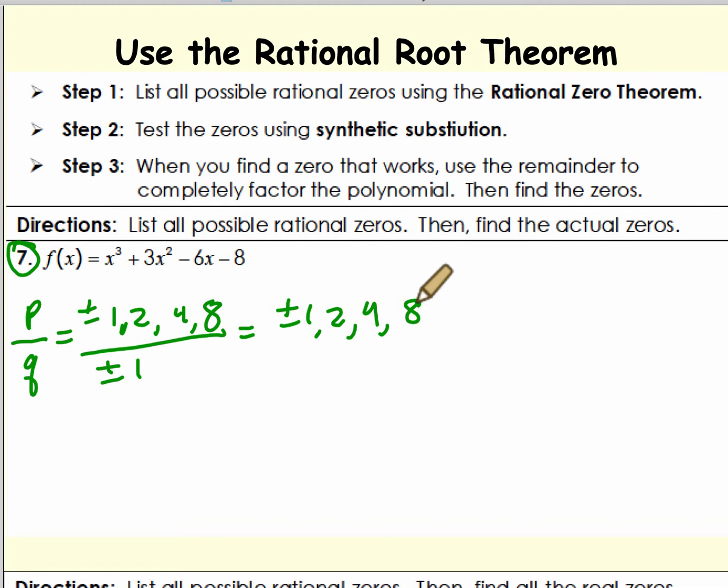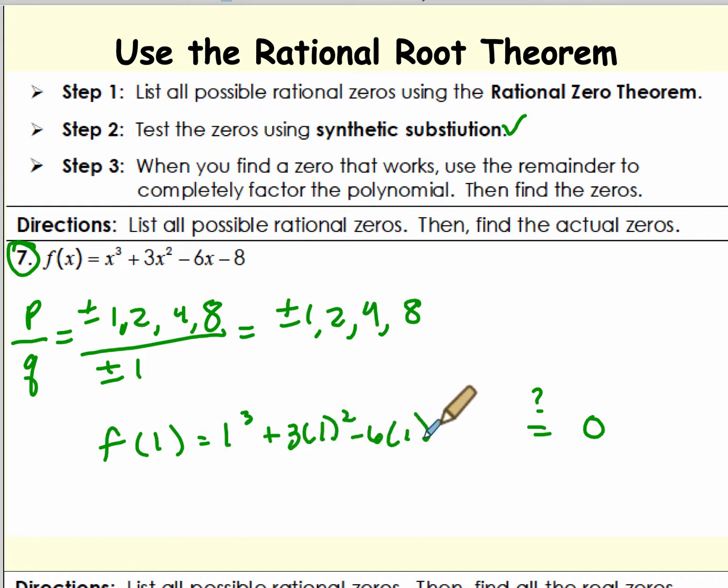Okay, so I could use synthetic substitution, which means I'm going to go ahead and do f of that and see, do I get a 0? I could also use long division, but it doesn't matter how you do it. So I'm going to go ahead and try 1. So I get 1 cubed plus 3 times 1 squared minus 6 times 1 minus 8.